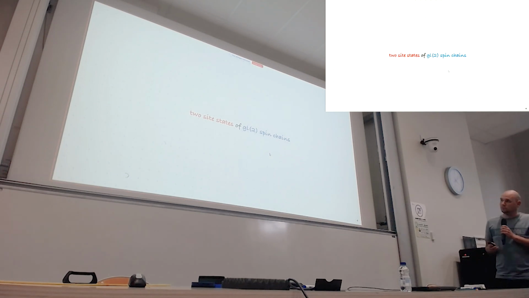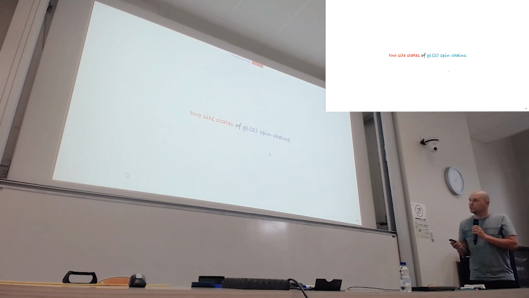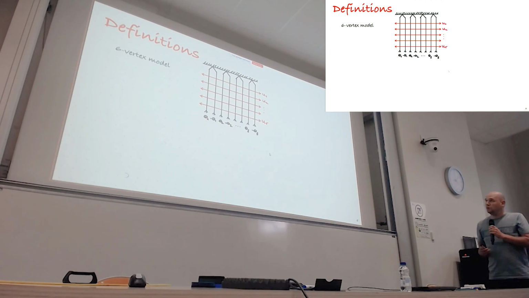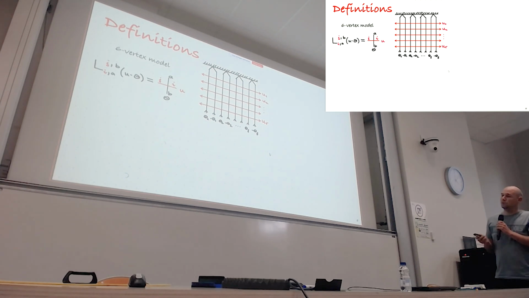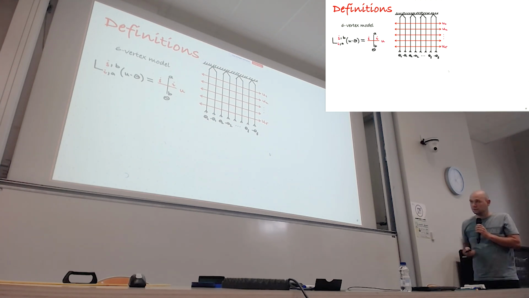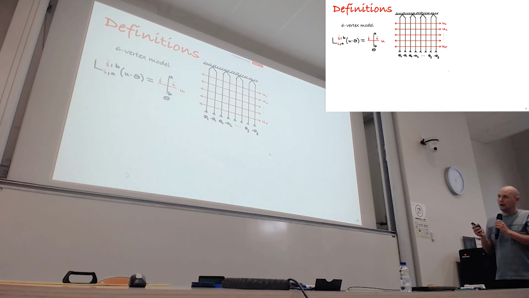Okay, let's start with these two side states in the GL2 spin chain. So the overlaps can be graphically interpreted in this way. We consider the rational 6-vertex model, and the weights are given by entries of the Lax operator. This black line corresponds to quantum space, and the red line is the auxiliary space, and the auxiliary space is a two-dimensional one, so spin 1/2, and the black line can be any representation, including infinite-dimensional ones.